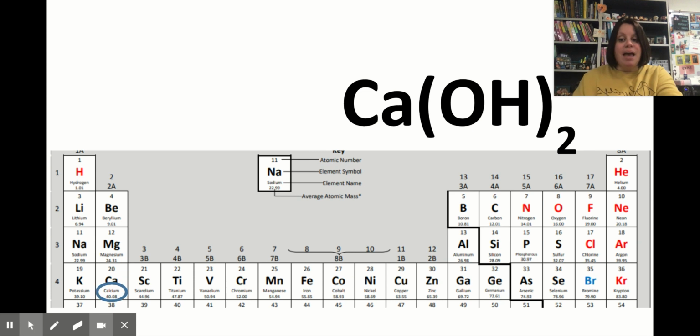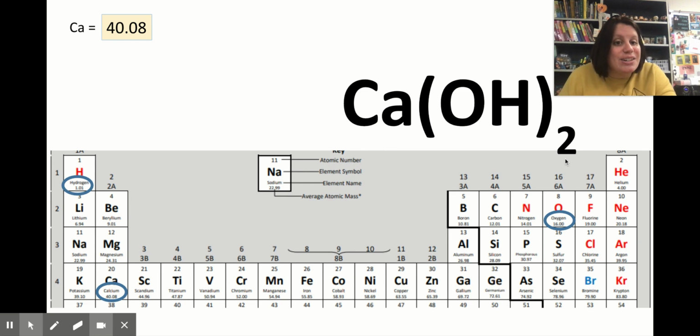So calcium has a molar mass of 40.08 grams. Oxygen has a mass of 16.00 grams. And hydrogen has a mass of 1.01 grams. But in this case, we have a subscript, we have parentheses, so we have a lot of different things we have to look at here. So same kind of idea as when we went through and balanced equations to tell what we have. So Ca, there's no subscript next to Ca, so that means there's just one Ca in calcium hydroxide. So its mass is going to be 40.08 grams.